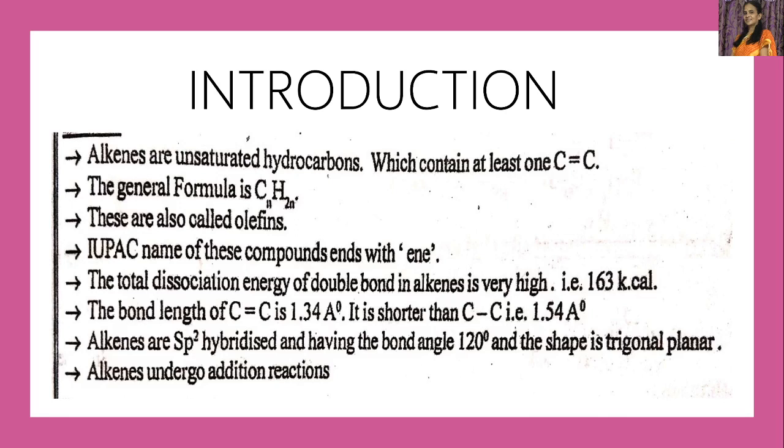represent C double bonds. The total dissociation energy of the double bond in alkenes is very high, around 163 kilocalories, and the bond length of C double bond C is 1.34 angstrom units, which is shorter when compared to C single bond C, that is 1.54 angstrom units. This indicates that the C double bond C length is less when compared to the C single bond C length.